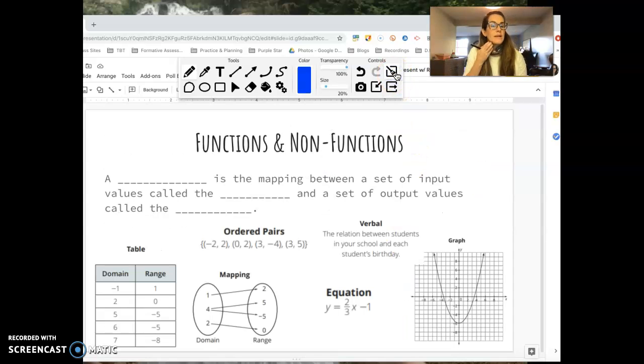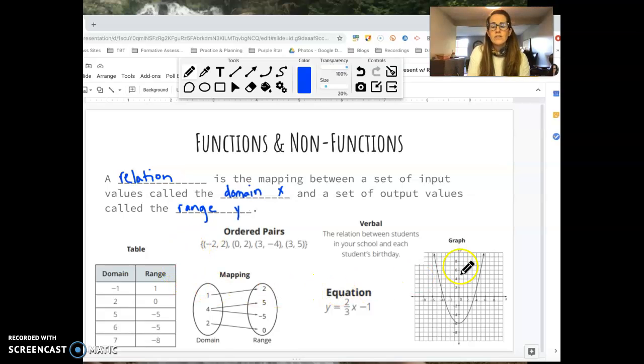So let's talk about what makes something a function and not a function. So a relation is the mapping between a set of input values called the domain and a set of output values called the range. Okay, and oftentimes we consider the domain the x's and the range the y's, but sometimes we use different variables, right? So it's not always the x and the y for domain and range, but oftentimes it is.